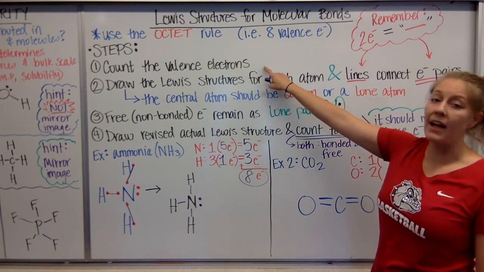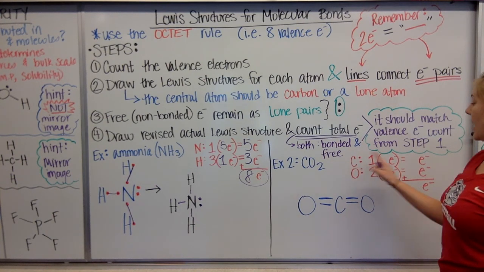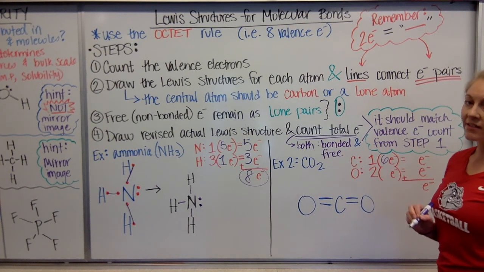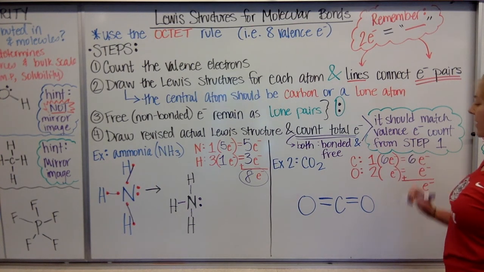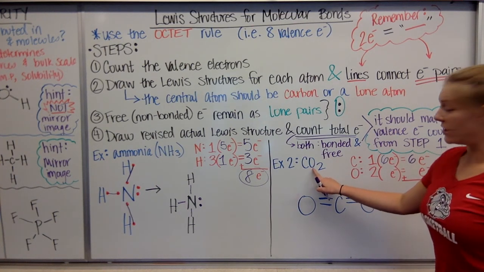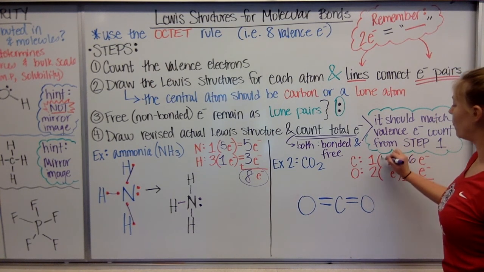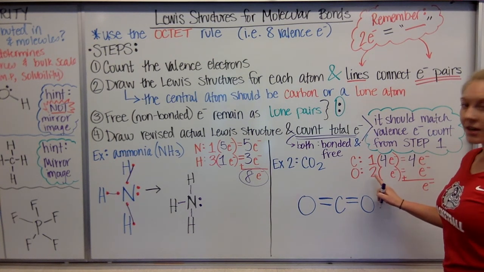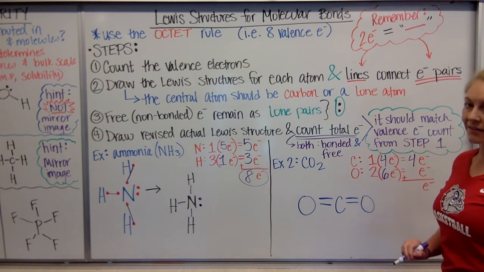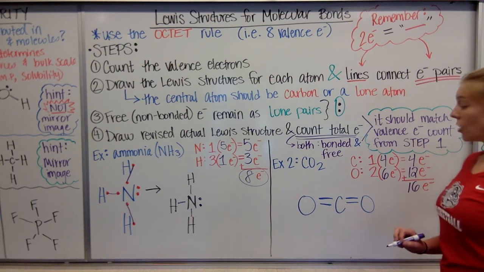Step 1, count the valence electrons. Well, I have 1 carbon. And each carbon has 6 valence electrons because they're in group 16 on the periodic table. 1 times 6 is 6. I have 2 oxygens. Each oxygen, oh, sorry, I meant carbon is in group 14, my bad. So it has 4 valence electrons. Oxygen is in group 16 with 6 valence electrons. 2 times 6 is 12. So I have a total of 16 electrons that I need to show.